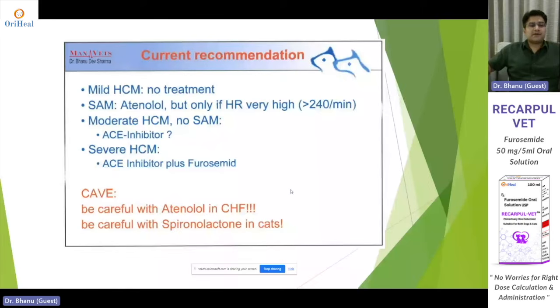Severe HCM, definitely ACE inhibitor plus furosemide. We have to be careful with atenolol and congestive heart failure. As I said, the heart rate has to be constantly very, very high only. Then you think about using atenolol. Spironolactone, my suggestion is don't use in cats. For a diuretic, you use only Lasix, because spironolactone can get you those bad skin allergy reactions. And I've seen these happening, and it can be a disheartening event when it happens and the owner sees it.